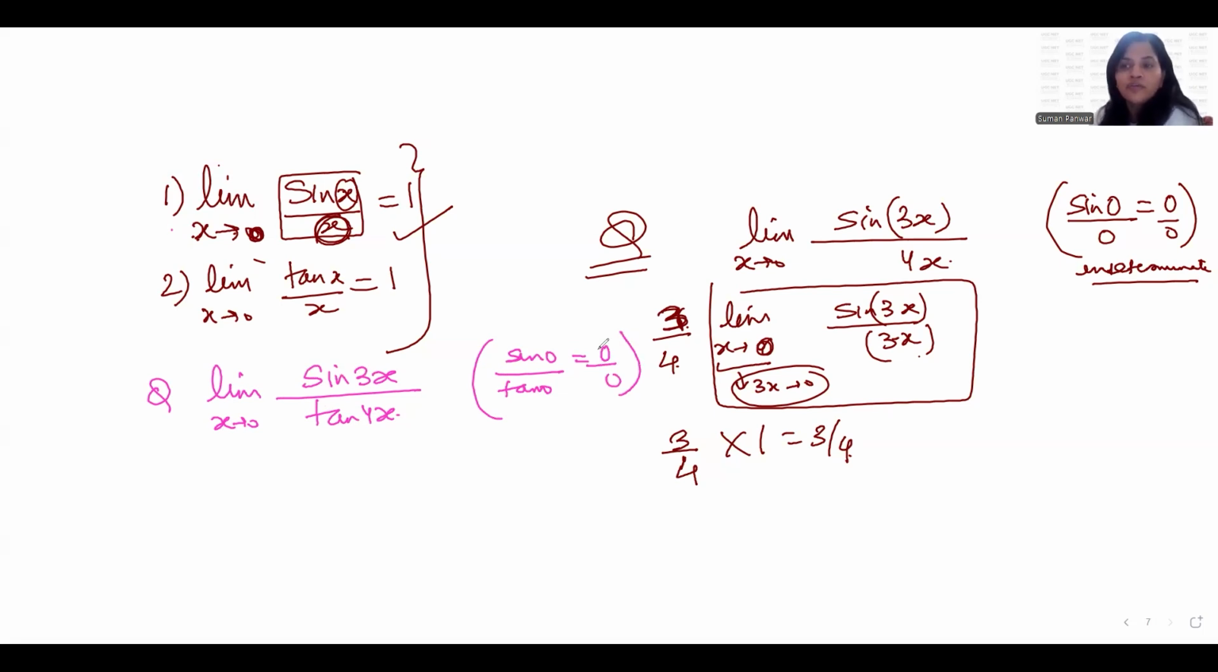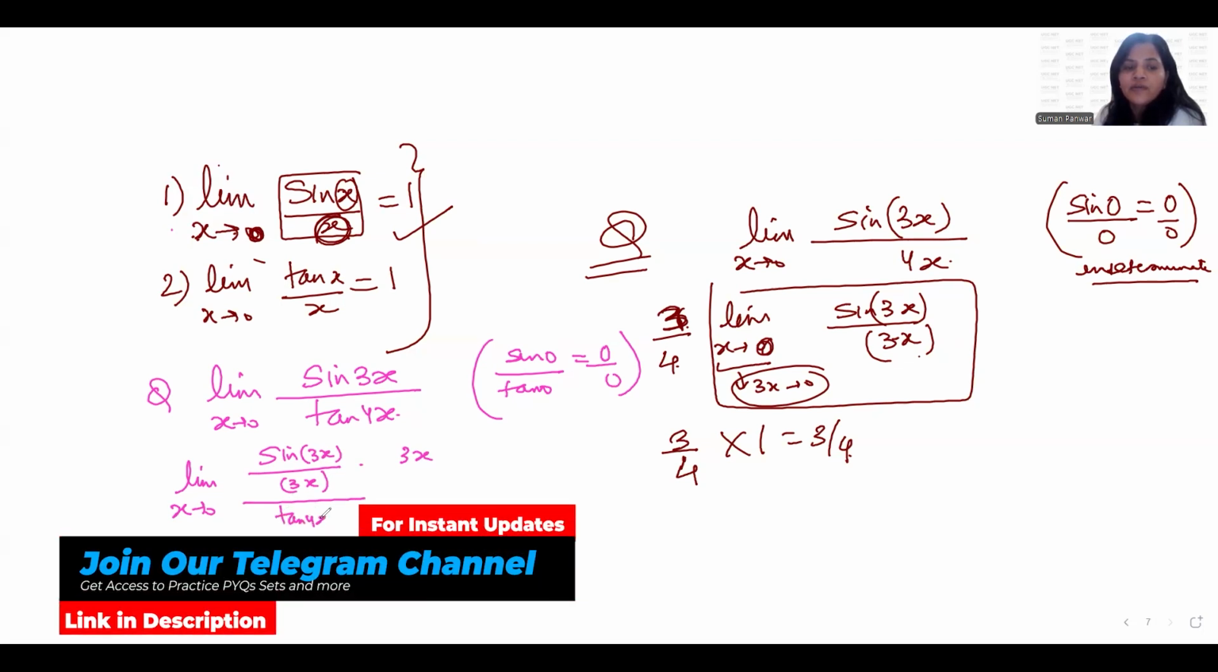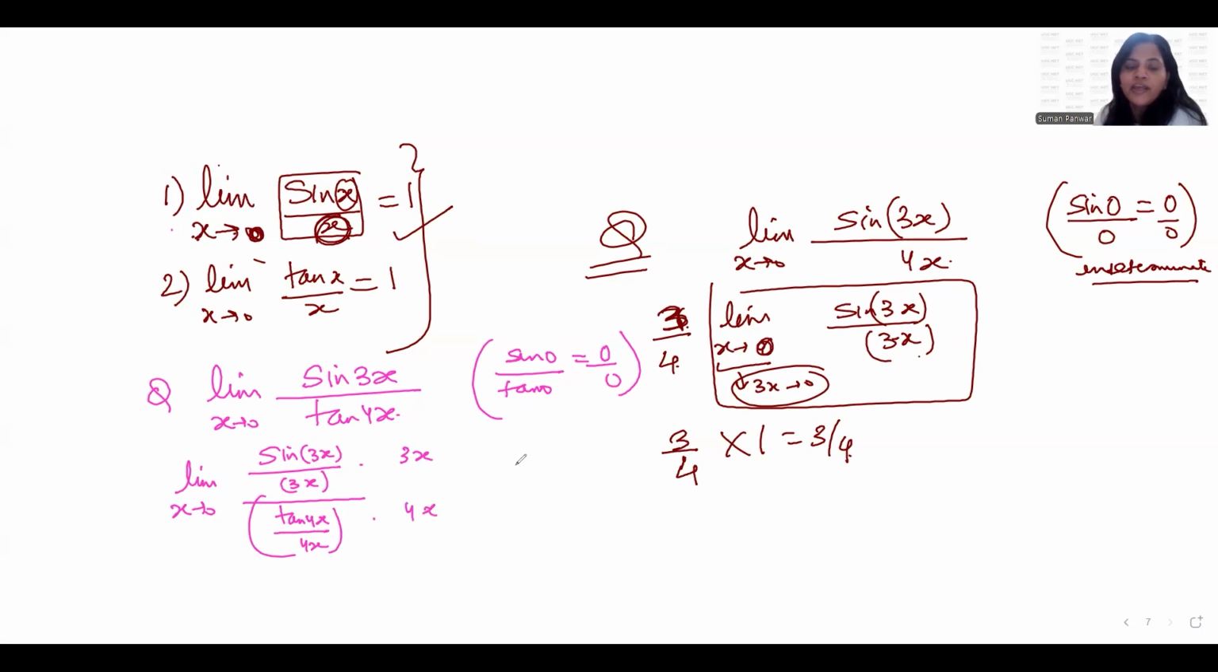So I want to come out of this indeterminate form. Let me try to use the trigonometric formula. So I have a sine 3x. Let us divide it by 3x and multiply it by 3x. Then I have a tan 4x. Let us divide it by 4x and multiply by 4x.